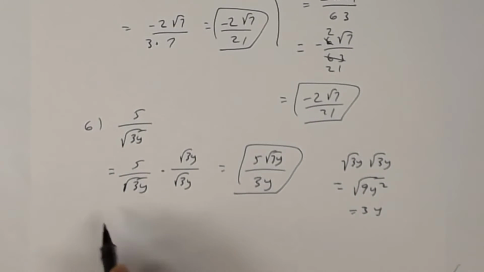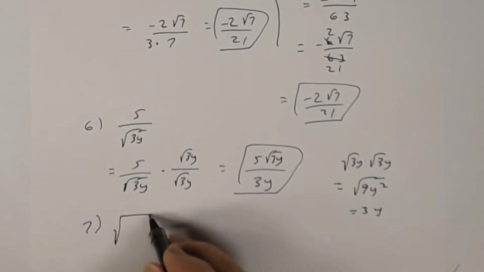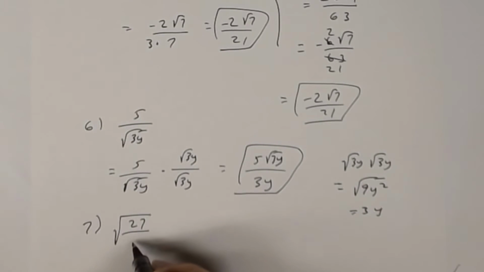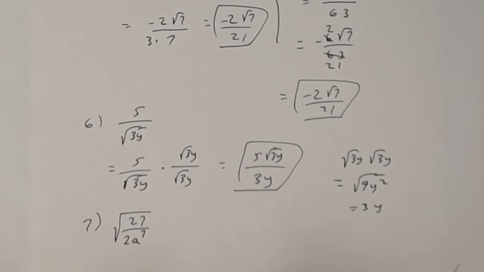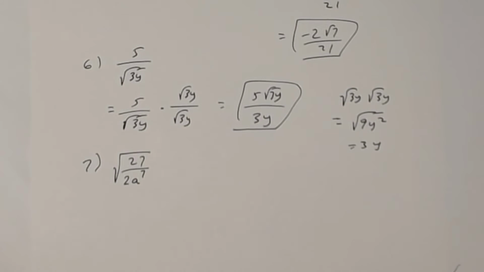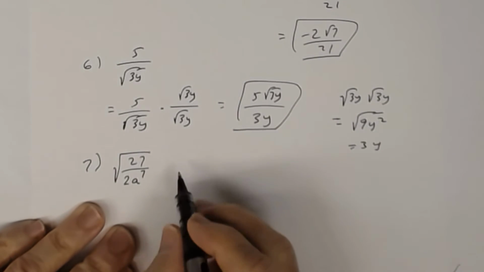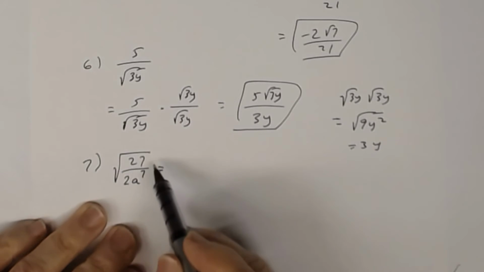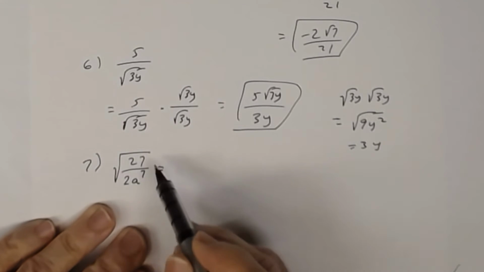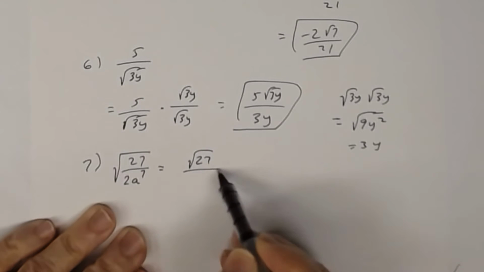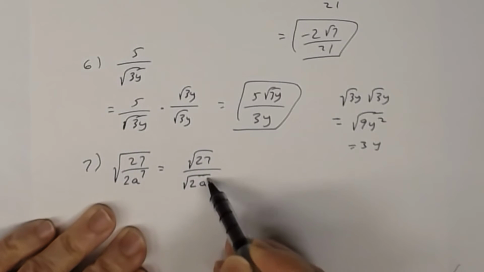Okay. Number 7. Let's suppose we had this in number 7. We have the square root of 27 divided by 2a to the 7th power. Okay, so now it looks a little bit more complicated than all the others we've had, but we can deal with this. So I'm going to rewrite this using the quotient rule for radicals as the square root of 27 divided by the square root of 2a to the 7th.